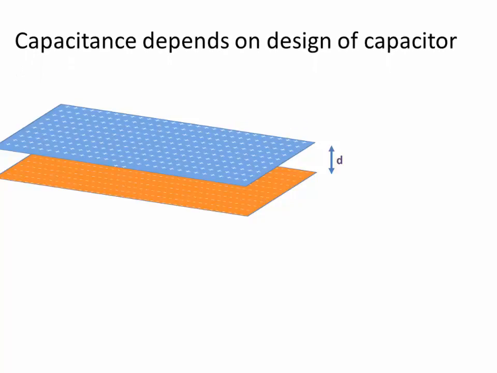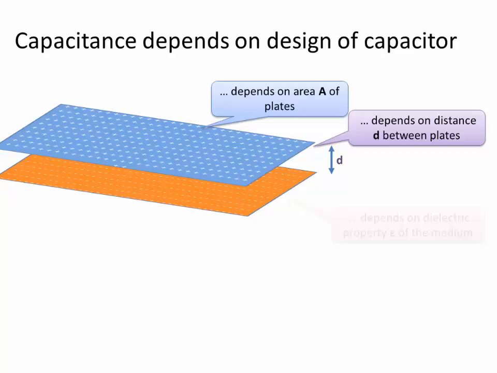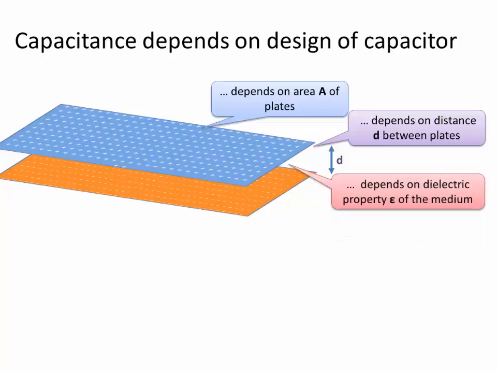Now, the capacitance of these two plates depends on the design of the capacitor. It depends on the area, A, of the plates. It depends on D, the distance between the plates. And it also depends on the medium or the material between the plates. We have this thing called the dielectric property, which is epsilon, the thing that goes between the plates. And this is the equation we use. So the capacitance depends on the dielectric property, on A, the area of the plates, and the distance between the plates.